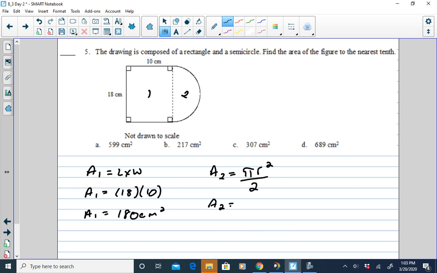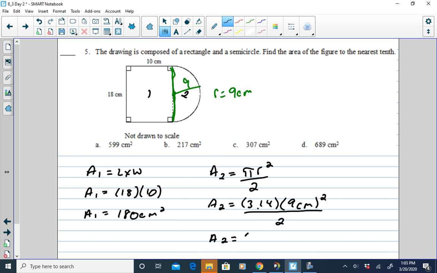So area 2 is going to be equal to, we'll use 3.14 for our approximation for pi. Our radius is what? Well, let's see. Well, we're told this distance here, right, is the same as this distance here, so that's 18. So what's the radius? Well, the radius is going to be half that distance, so our radius here is going to be equal to 9 centimeters, right? So that's what we have to use for our r. So that's going to be 9 centimeters, but we're going to have to square that. Then we have to divide that by 2.